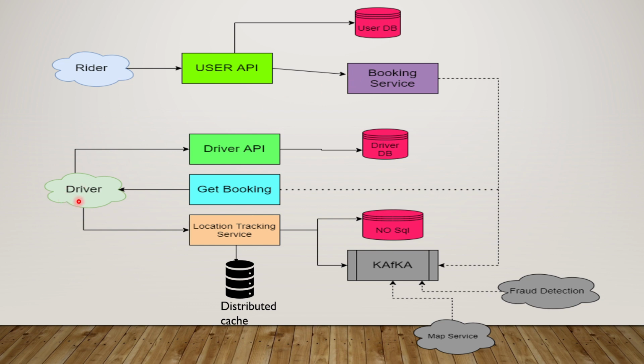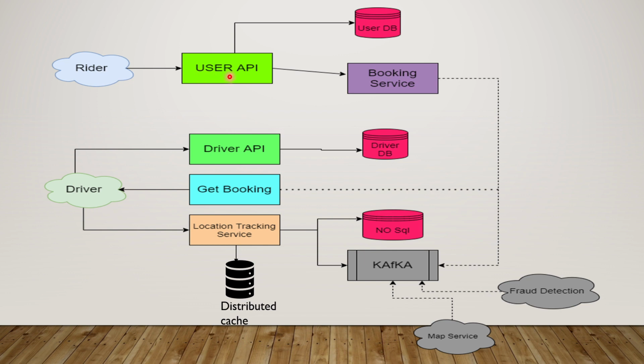Same thing goes for the driver. The driver will have a list of APIs. He will have some application or some service which is sending him a booking request, and there is a set of APIs or some service using which he is able to share his location. So let us talk about the user API for a moment.